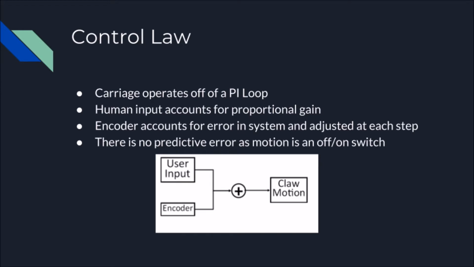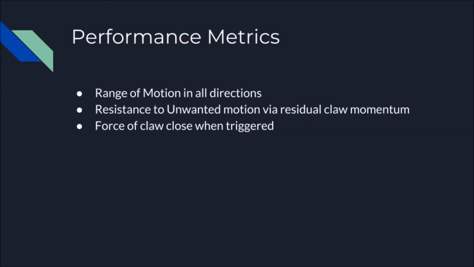There is no predictive error as the carriage does not ever move to a set position via the joystick, which makes predictive motion irrelevant. The claw has a small set of necessary performance metrics. The claw must have motion in all three directions, while resisting unwanted motion due to residual claw momentum from swinging. The claw must also be able to close with enough force to pick up prizes. This is still a control, as the force can be directed electronically.